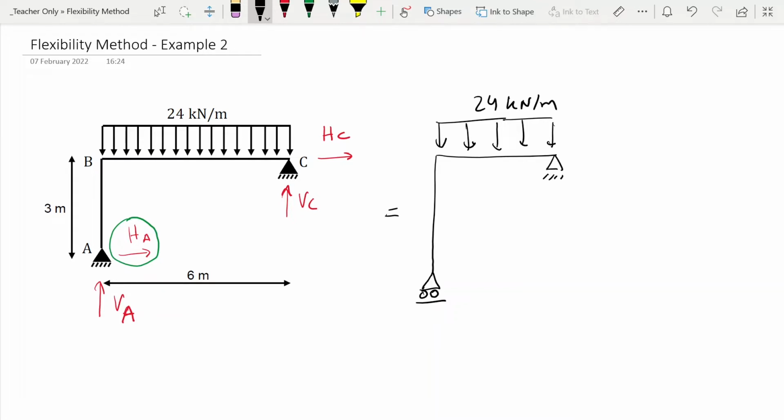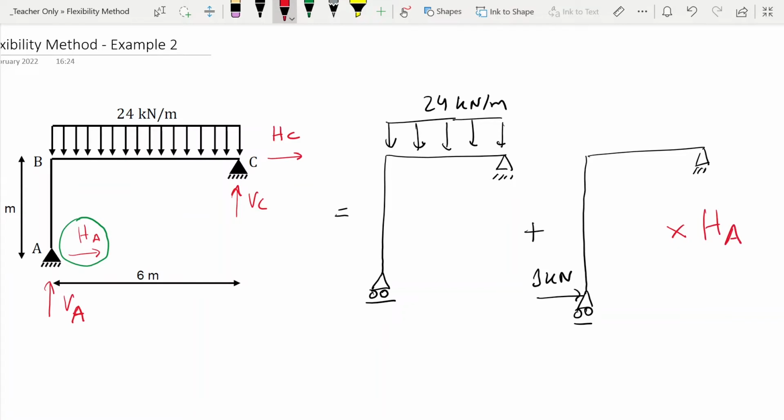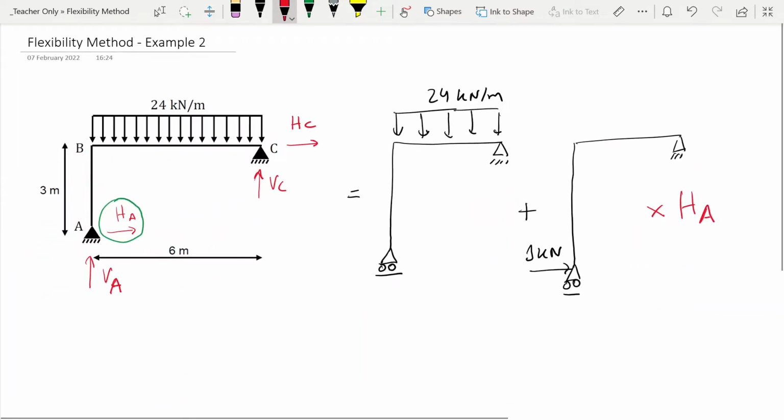will stay in this structure, and then we can add another structure that will have a load of 1 kilonewton, and again the support here is the same as before, but we put a 1 kilonewton load in the position of HA. So then when we multiply this by the reaction HA, we have an equation to calculate HA. Okay, so this is the setup of the problem.